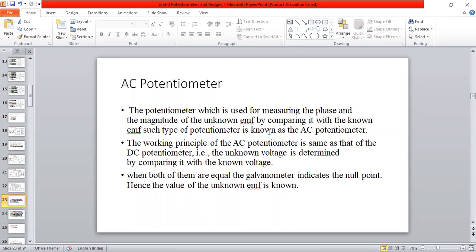So the working principle of the AC potentiometer is the same as that of the DC potentiometer. The working principle is the same, but later I will tell that. That is, the unknown voltage is determined by comparing it with a known voltage. In DC also we do the same: first determine, then from the standard cell we compare with our known voltage. Here also in AC, we are determining the unknown EMF, then comparing with the known or standard voltage.